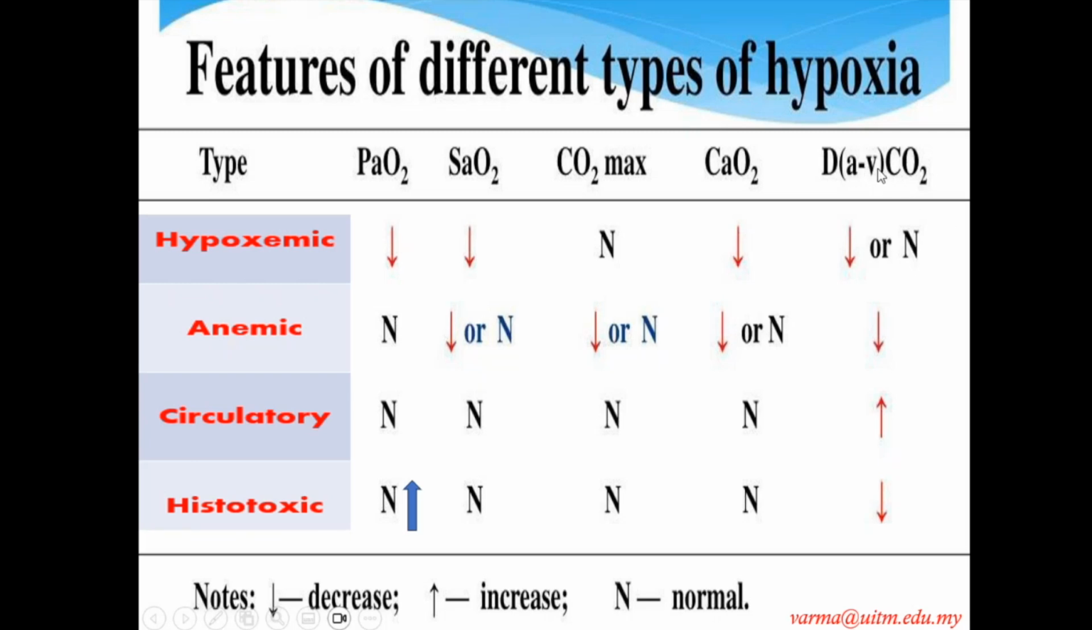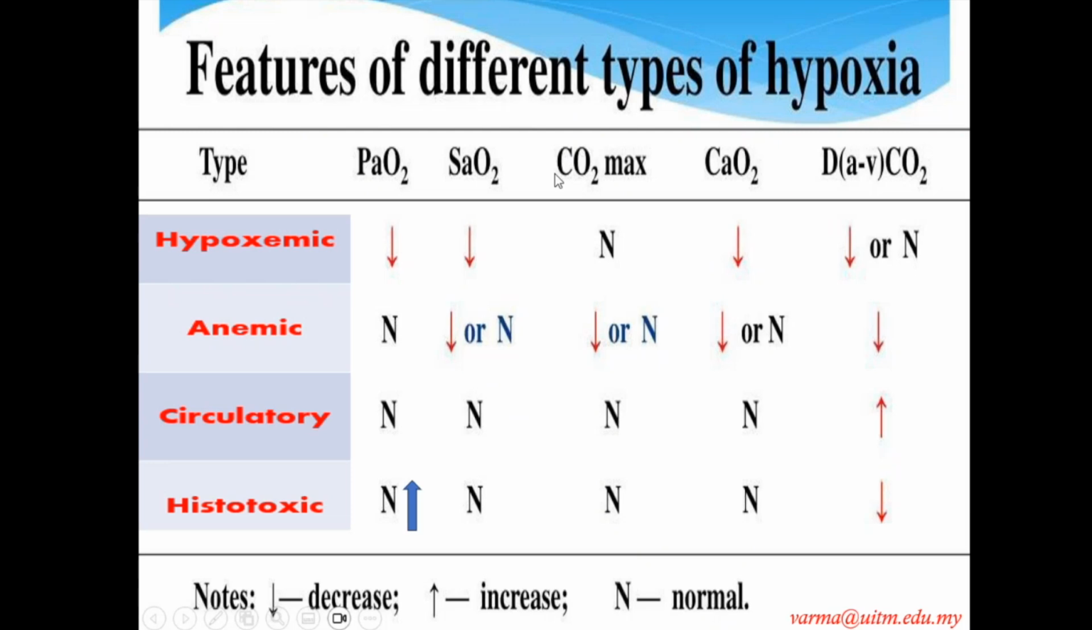This is the difference between the concentration of oxygen in arterial versus venous blood. We have discussed this with examples in the first few classes. In anemic hypoxia, there is no problem with PaO2 and SaO2. The problem is with the hemoglobin. Thus, the content will be low. When the content is low, the difference between arterial and venous content will also be low.